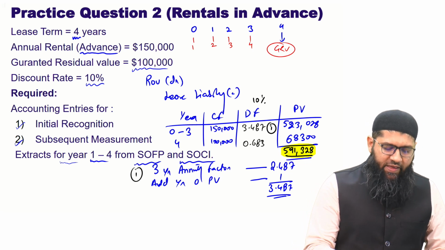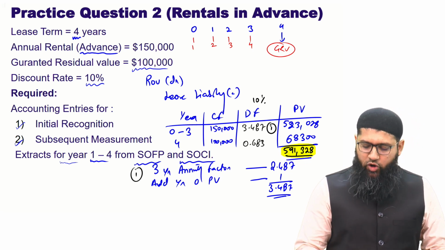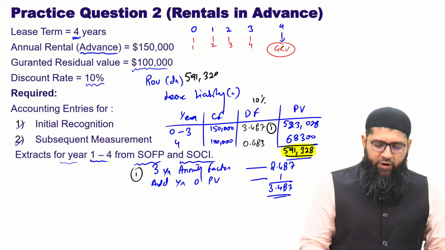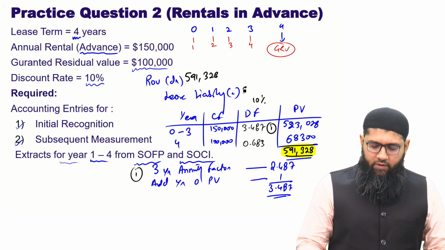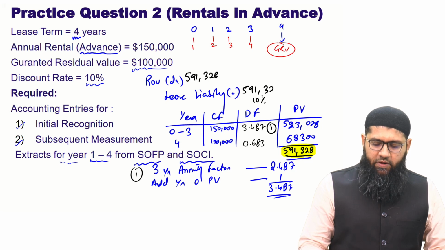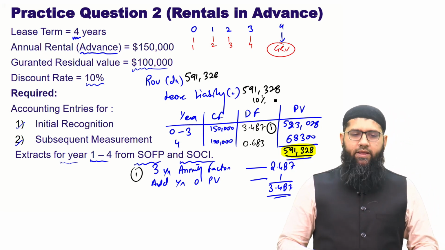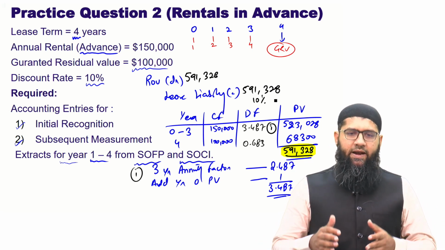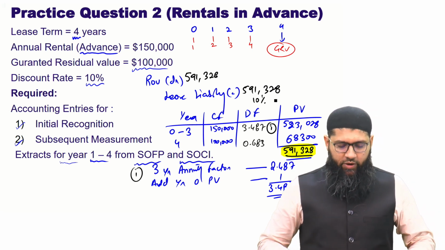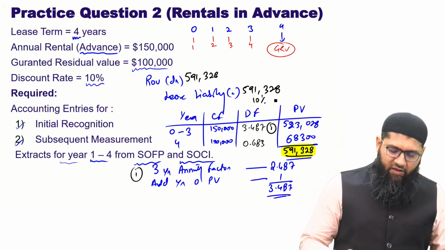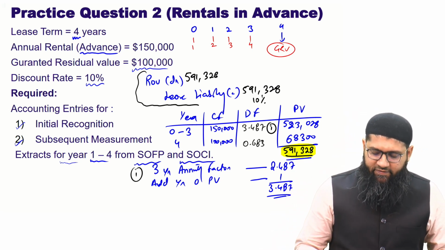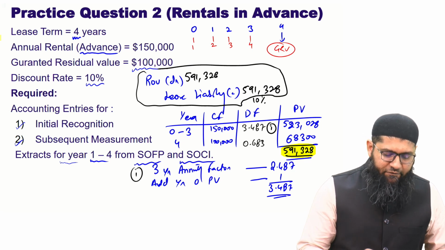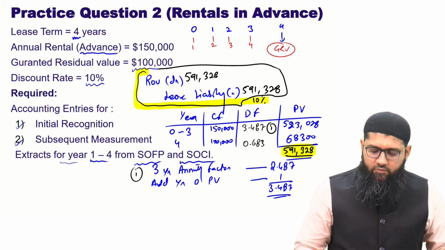Now, first of all, your initial recognition accounting entry is going to be 591,328 ROU debit, 591,328 the lease liability credit. So you would have the right of use of the asset debit and you would have the lease liability credit. That is how things are going to be. That's the first aspect.